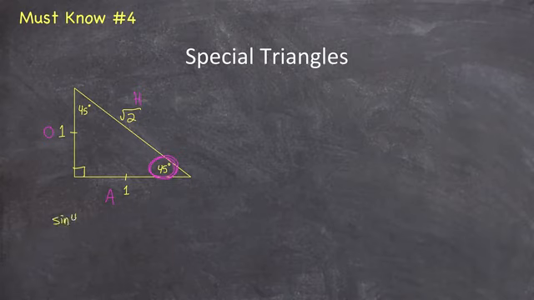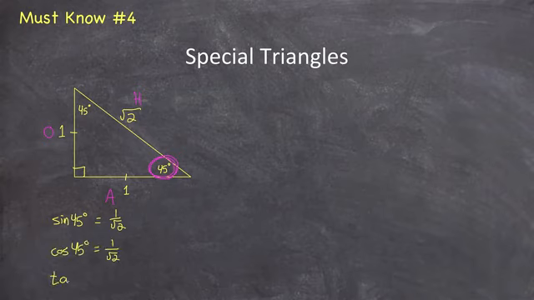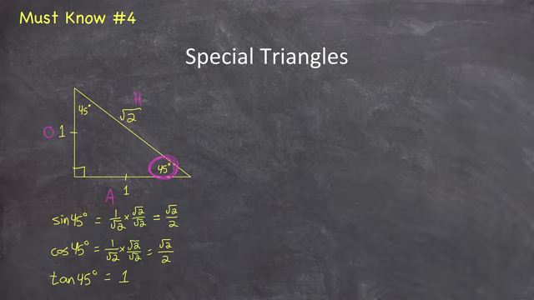Sine of 45 degrees is opposite over hypotenuse, so 1 over root 2. Cosine of 45 is adjacent over hypotenuse, which is also 1 over root 2. And tan of 45 is opposite over adjacent, which is 1 over 1, which is just 1. Now, the sine and cosine ratios have a square root in their denominators. You should rationalize those denominators, and you can do that by multiplying top and bottom of both of those fractions by root 2. So those are the exact values for sine, cos, and tan of 45 degrees.